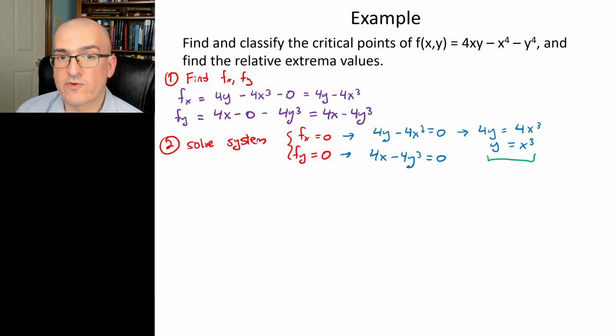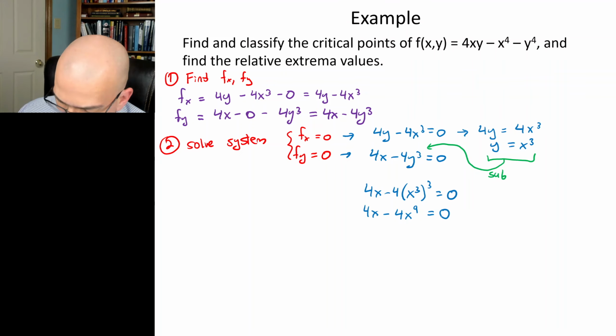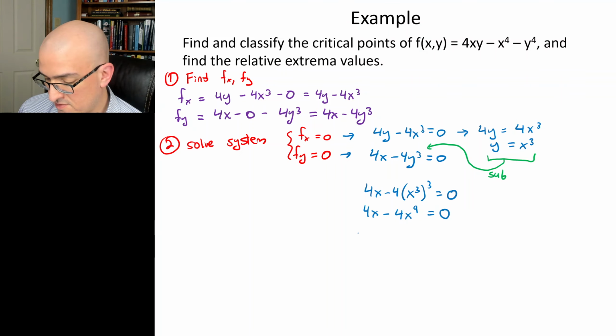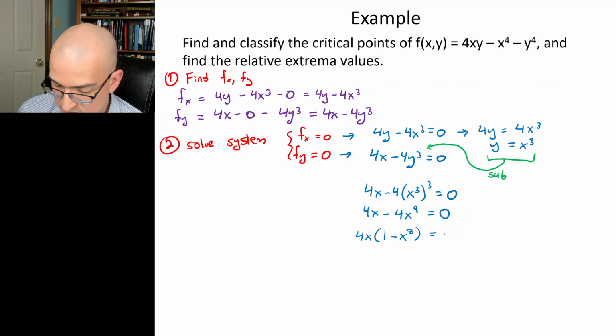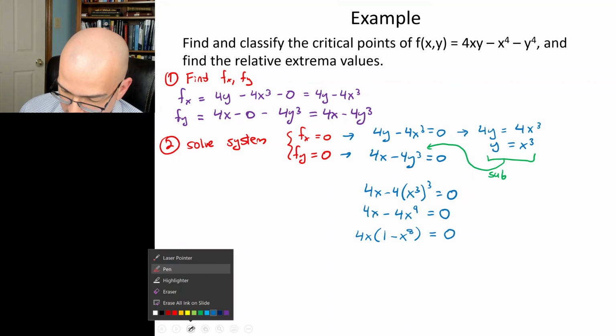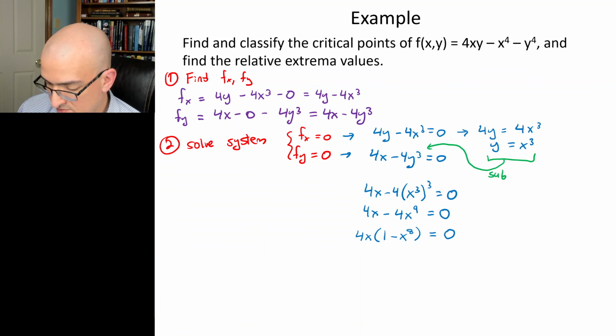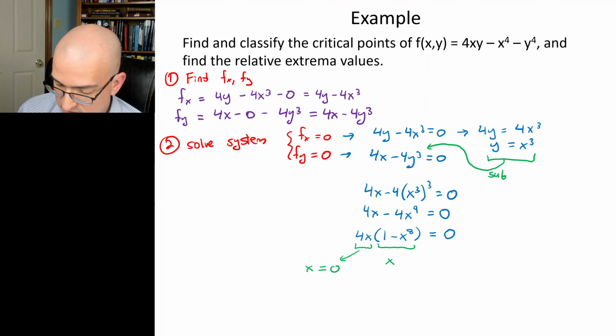Now x cubed, all cubed, is what we have in there. A power to a power, the powers multiply. So we have 4x minus 4x to the 9 is equal to 0. And a common factor, 4x comes out, we have 1 minus x to the power of 8 is equal to 0. Now we're going to have two different terms that can give us solutions. Either 4x is equal to 0, which means x is 0, or x to the power of 8 is equal to 1.